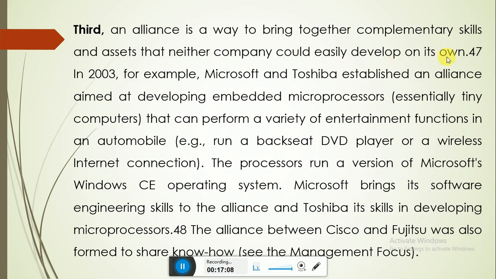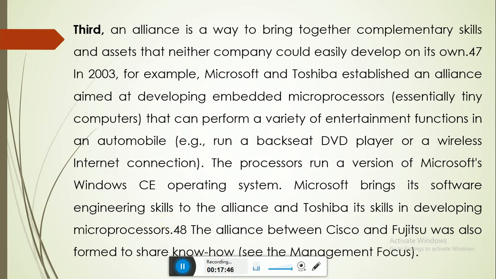So an asset that neither company could easily develop on its own. In 2003, for example, Microsoft and Toshiba established an alliance aimed at developing an embedded microprocessor, essentially a tiny computer that can perform a variety of entertainment functions in an automobile. For example, run a backseat DVD player or a wireless internet connection. The processor runs a version of the Microsoft Windows CE operating system. Microsoft brings its software engineering skills to the alliance, and Toshiba its skill in developing microprocessors.